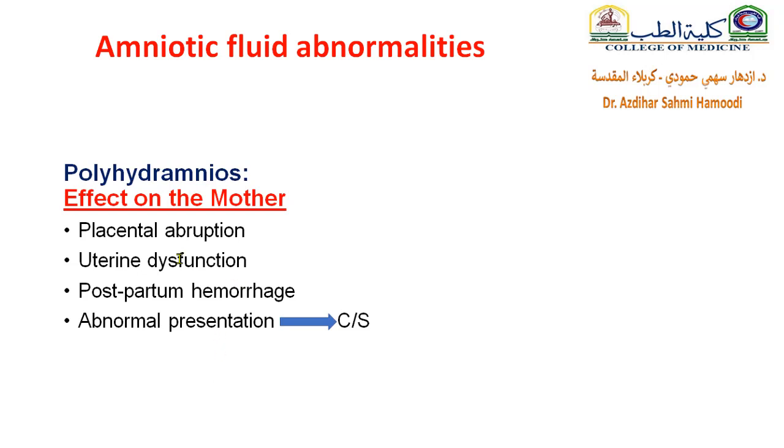Effect on the mother, again, the placental abruption and its effect on the mother, bleeding and so on, uterine dysfunction and uterine atony, bleeding and so on, postpartum hemorrhage, which is the complication to the above complications, and abnormal presentation of the baby because of large amount of fluid that may lead to operative delivery, that is to say cesarean section.